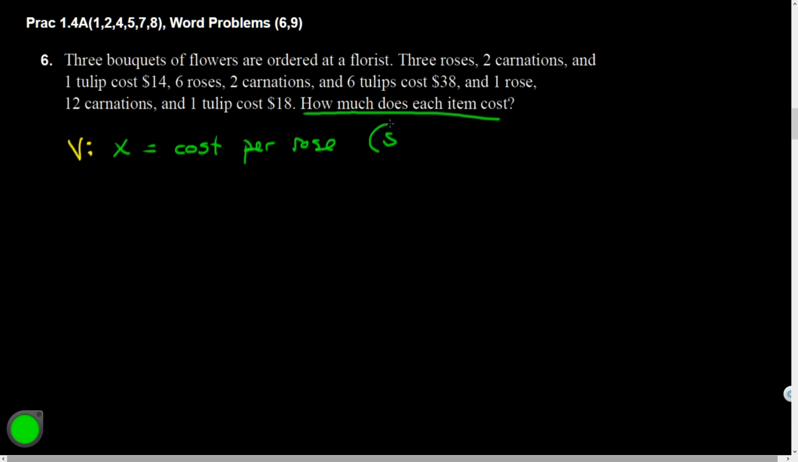And it's not a bad idea to label units measured in dollars. Y is the cost per carnation. Dollars American. And the reason I'm choosing that is because that's the unit that I saw there. And Z is the cost per tulip.